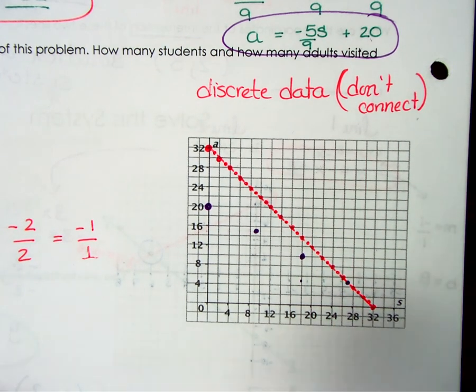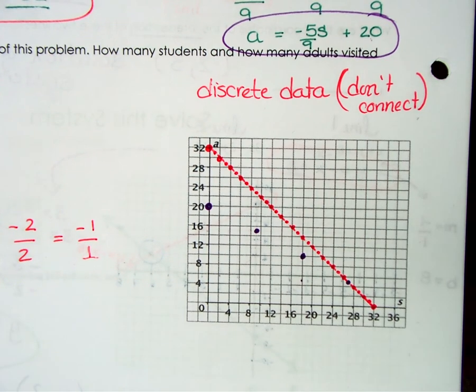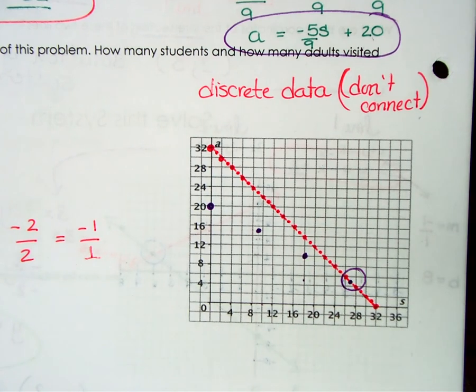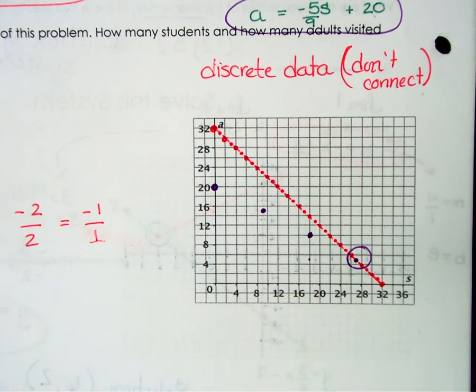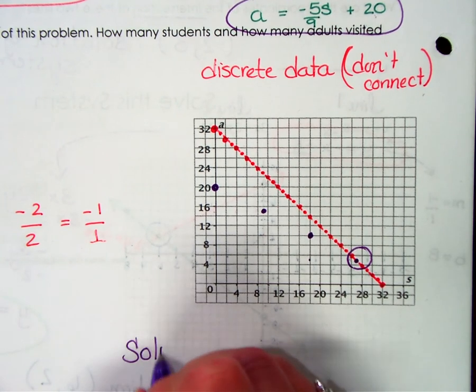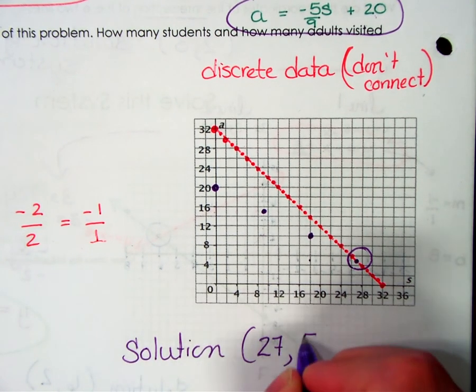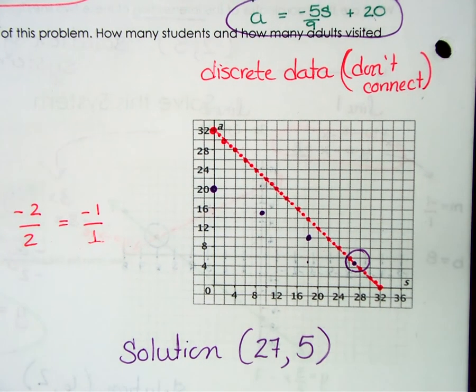All right, so where is the solution for this? Right here. So what's the coordinate pair at that point? 27, 5. Is there anything we can do without using a pretty picture? Yep. We'll do that tomorrow. It's so much nicer with algebra. You're going to love it.